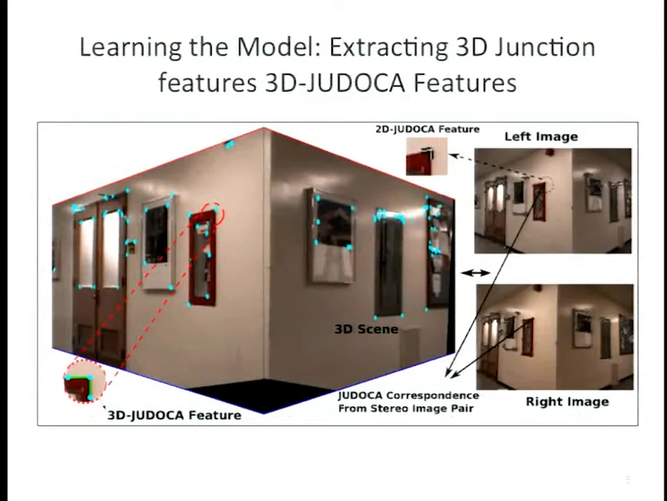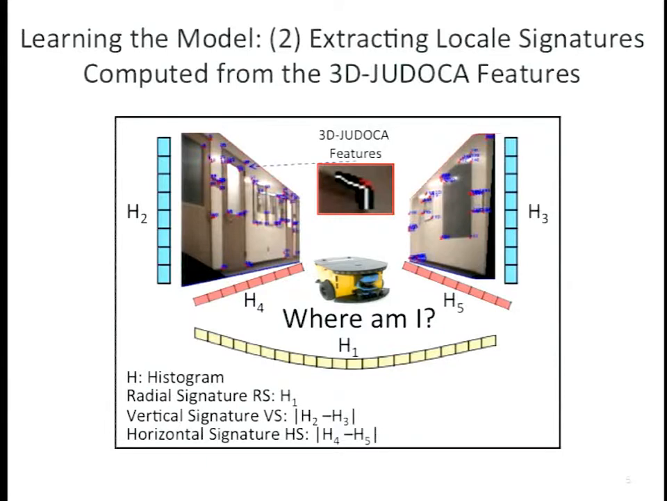In order to create a cascade filter, we need a set of features. For this purpose, we use 3D junction features called 3D judoka, which we proposed in earlier work. The 3D judoka features possess several characteristics that are important for indoor hallway place recognition. Using 3D judoka features, we then extract what we call locale signatures. We use the notion of a signature to be a summarizer of the features that can be used to characterize a locale in the hallways, and also to be used in each stage of the cascade.